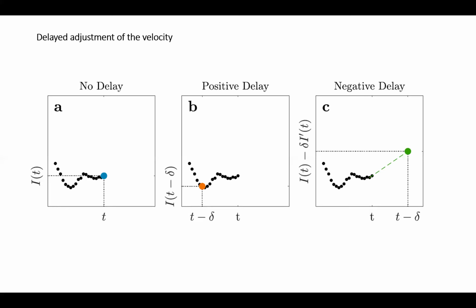So is this clear? For the case of negative delay, of course, we cannot predict or measure the future state of the light intensity, right? But we estimate it here.